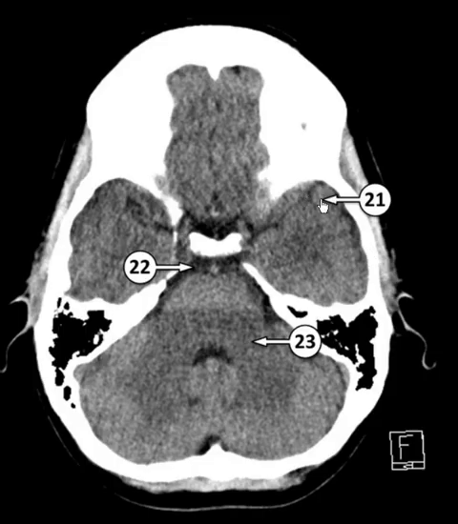21 is the left temporal pole. 22 is the prepontine cistern, the CSF-filled cistern or space in front of the pons. And 23, this is the middle cerebellar peduncle.